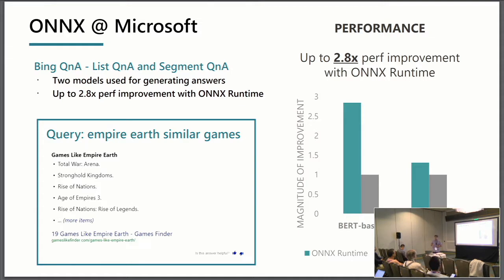Here I'm going to give 2 examples. One is Bing Q&A. In this service, we are using 2 models. One is BERT-based. The other is a transformer with attention-based. With ONNX Runtime, we saw around 2.8x perf gain.